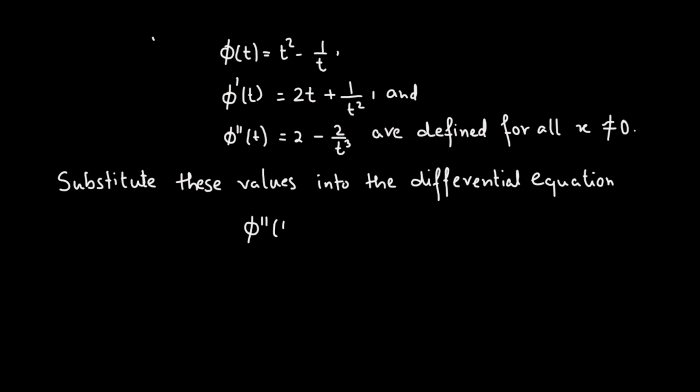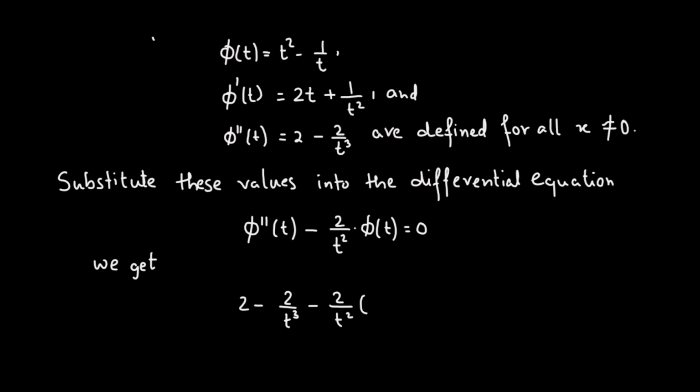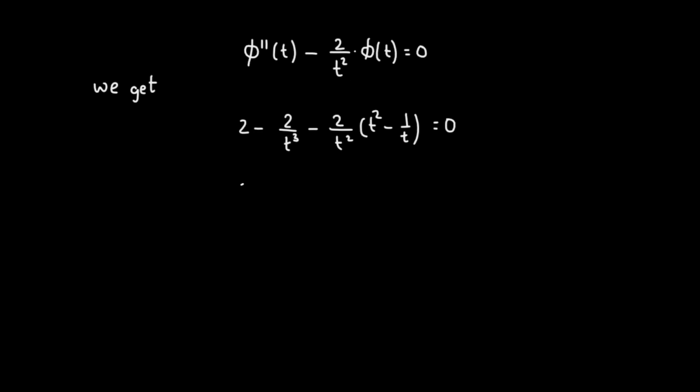The second derivative of phi minus 2 over t squared times phi of t equals 0, we get 2 minus 2 over t cubed minus 2 over t squared times t squared minus 1 over t equals 0. When we simplify, we get 2 minus 2 over t cubed minus 2 plus 2 over t cubed equals 0. All the terms cancel out, leaving us with 0, which is equal to 0.